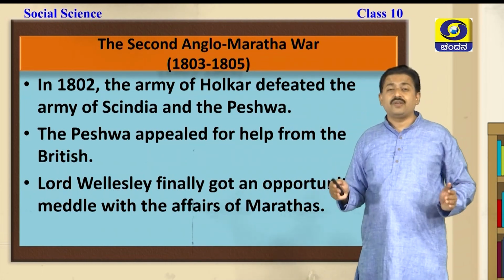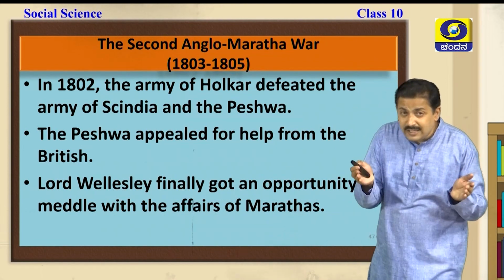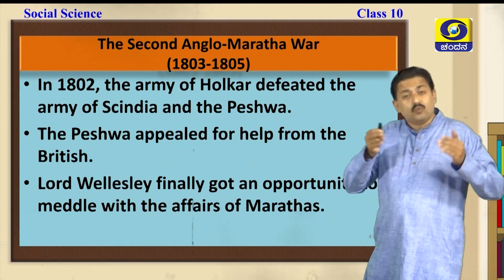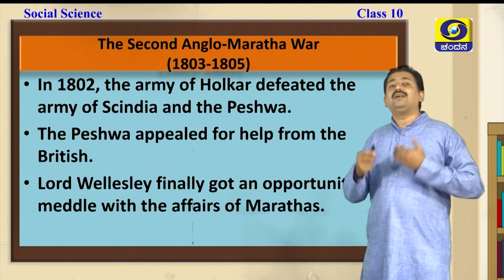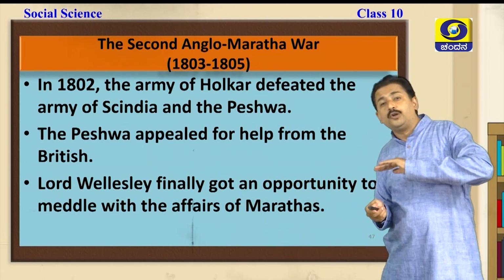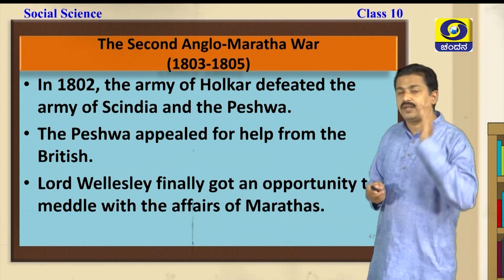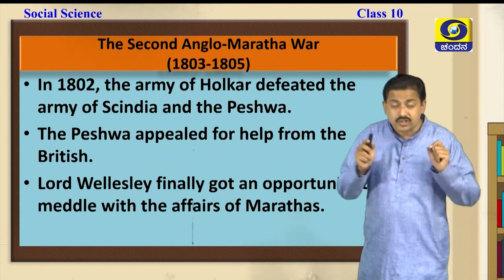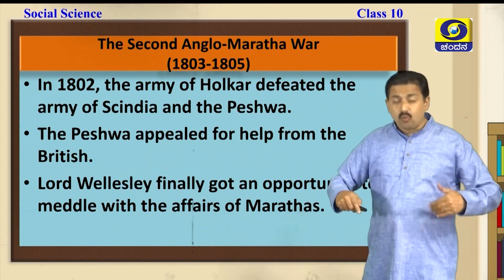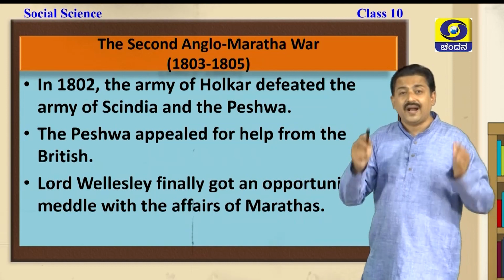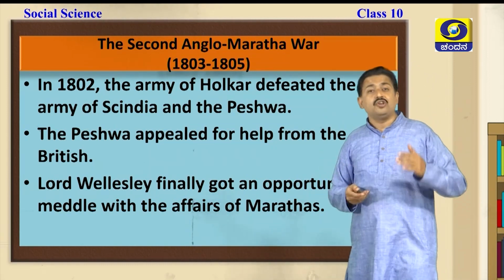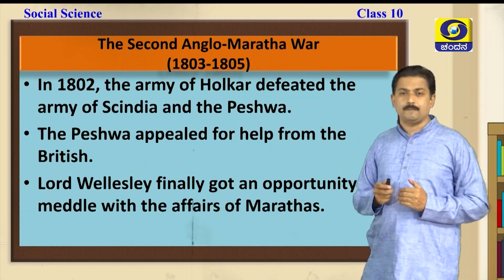Peshwa Bajirao II was suffering from insecurity. He had to face his own subordinates who were waiting for an opportunity to topple Bajirao II. In this condition, Bajirao II voluntarily went to the British and accepted the subsidiary alliance through the Treaty of Bassein.